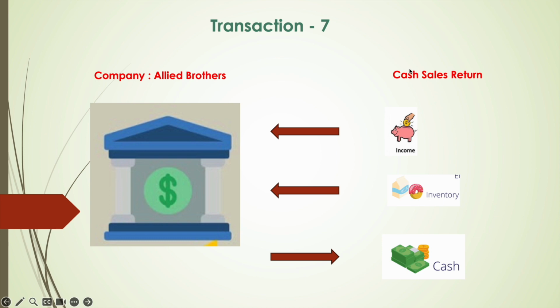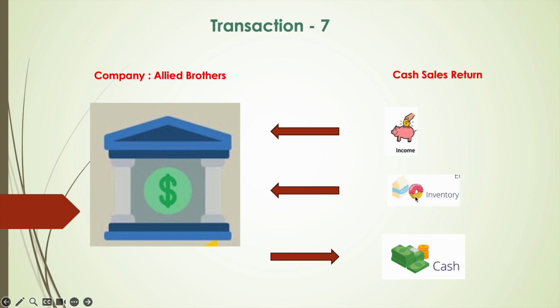Transaction number 7. Cash sales return. A cash sales return occurs when a customer returns goods for which they made a cash payment at the time of purchase. This transaction involves the reversal of the original cash sale and typically results in a refund to the customer. Customer returns goods. The customer returns the purchased goods to the seller, citing reasons such as defects, dissatisfaction, or incorrect items.